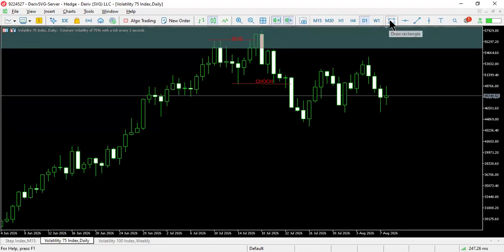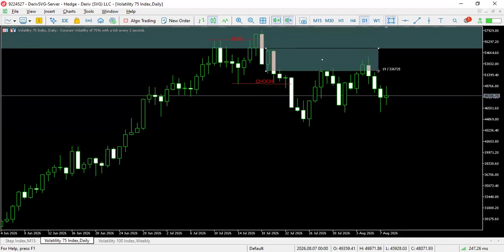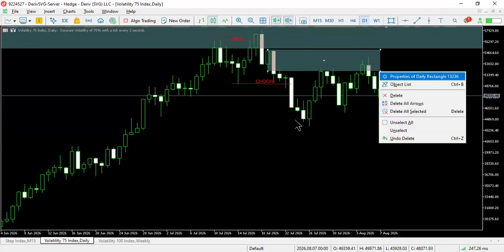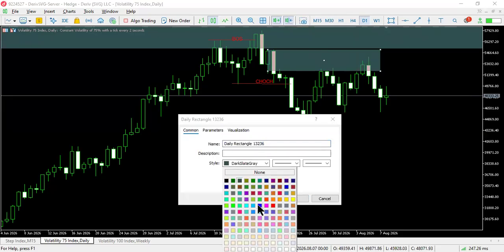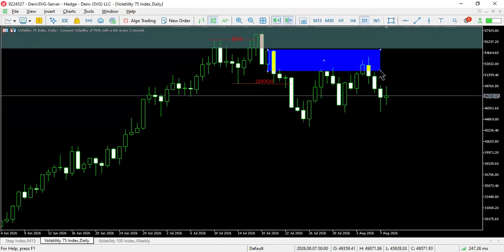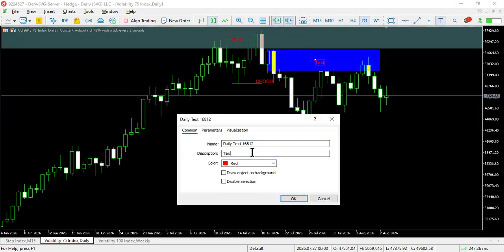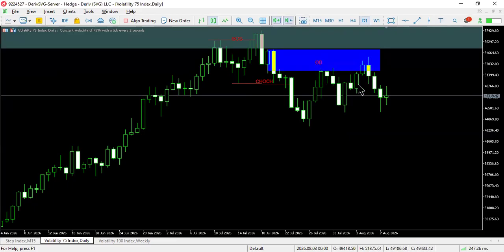And then when a change of character happens, price will always go back and tap into the origin which caused the change of character. In this case, that is the order block. That is the order block, and we are getting a push to the downside.